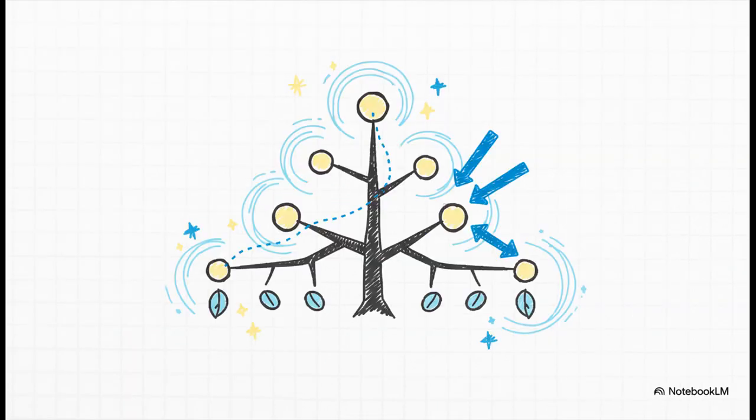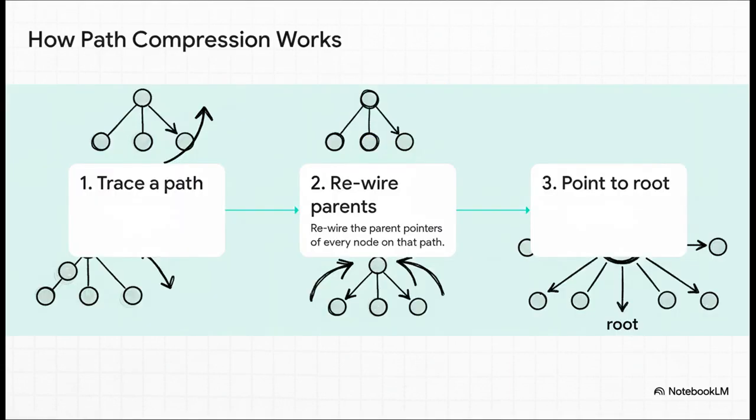Union by size is a huge improvement, for sure. But the real secret sauce, the thing that gives DSU its legendary speed, is trick number two, path compression. This is where the performance just leaps off the charts. So check this out. When you do a find operation, you're already walking up the tree to find the root, right? Path compression just says, hey, while you're at it, do a little bit of cleanup.